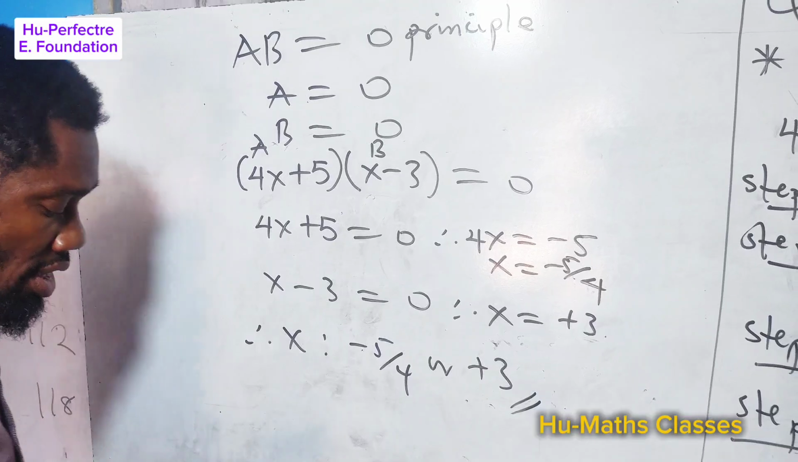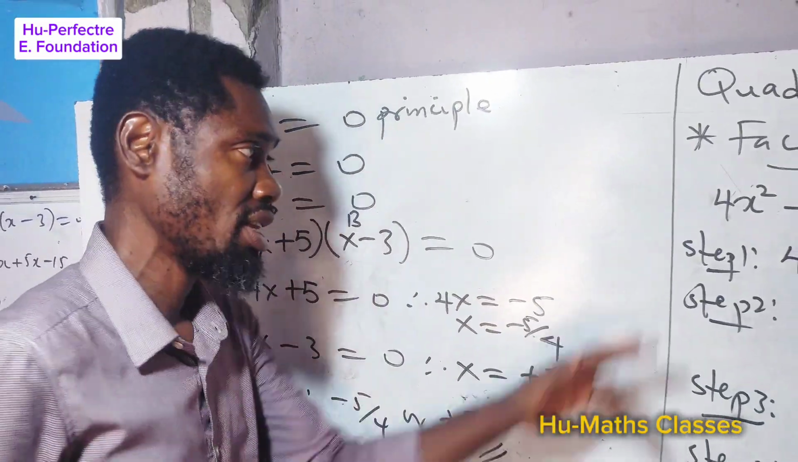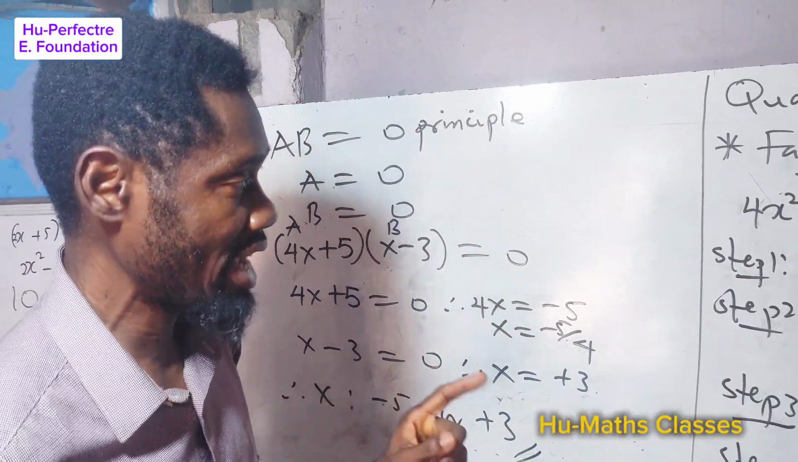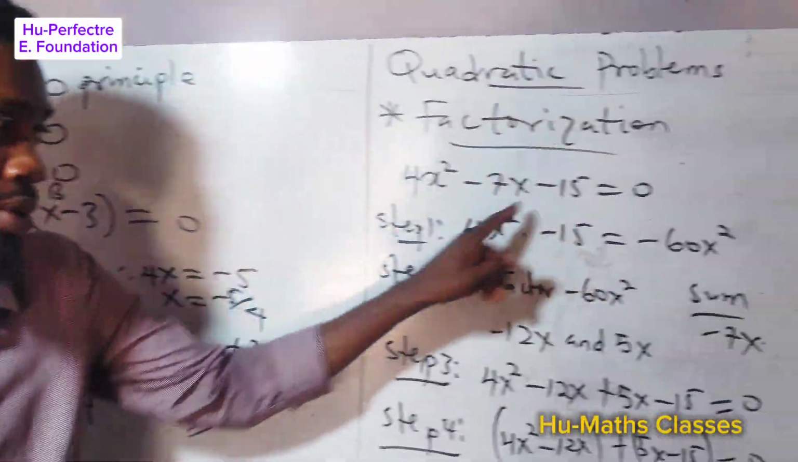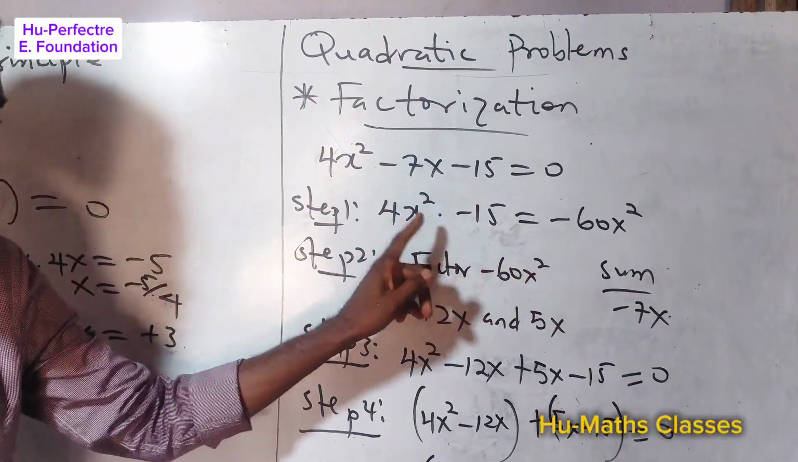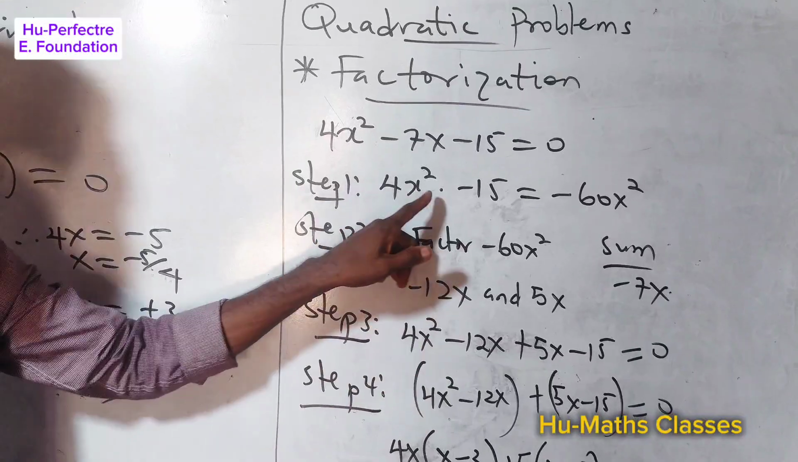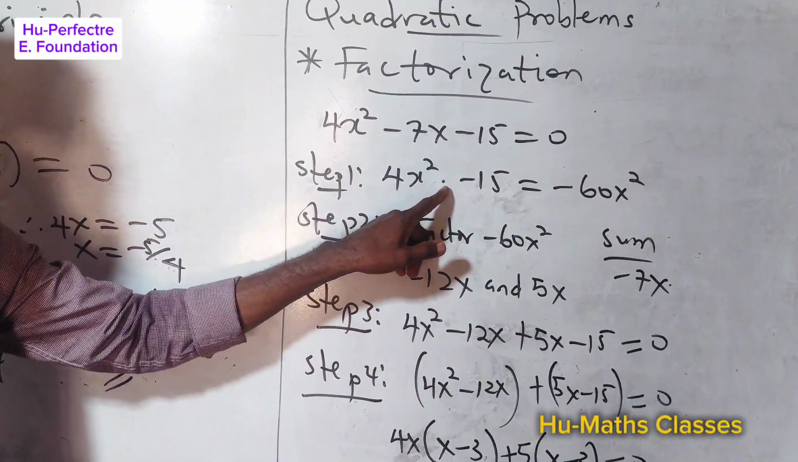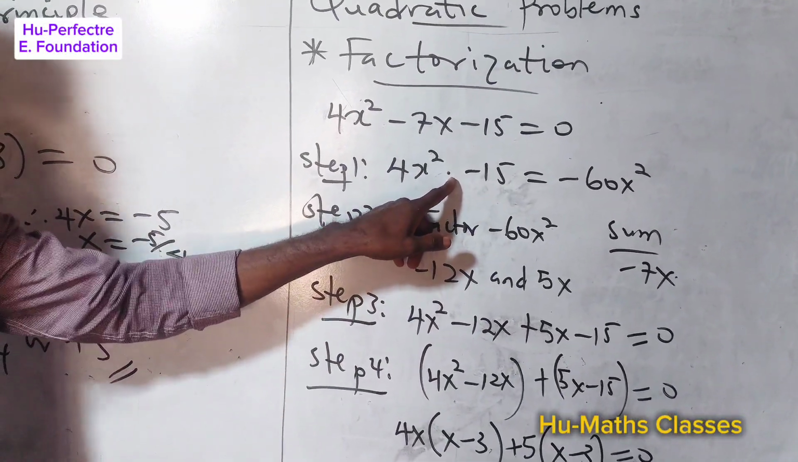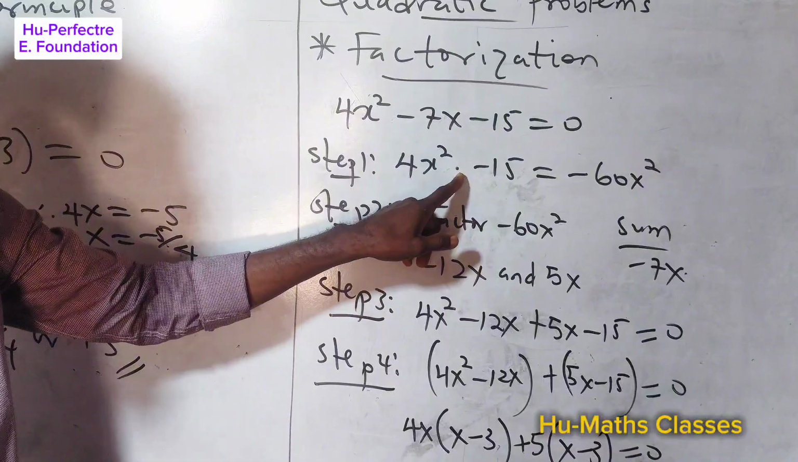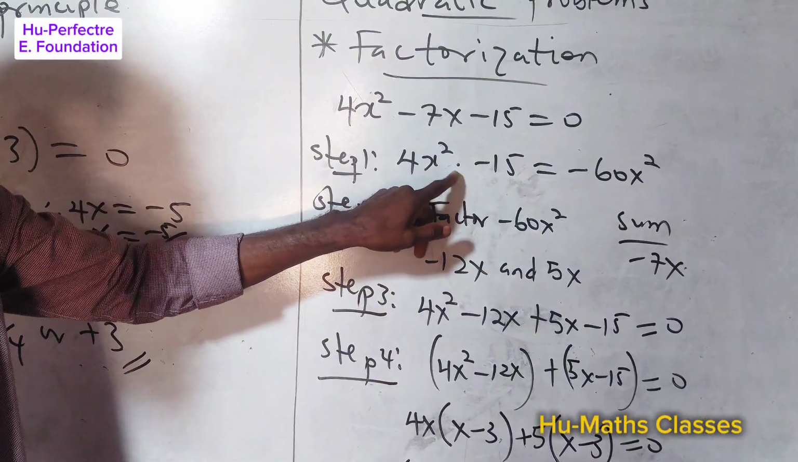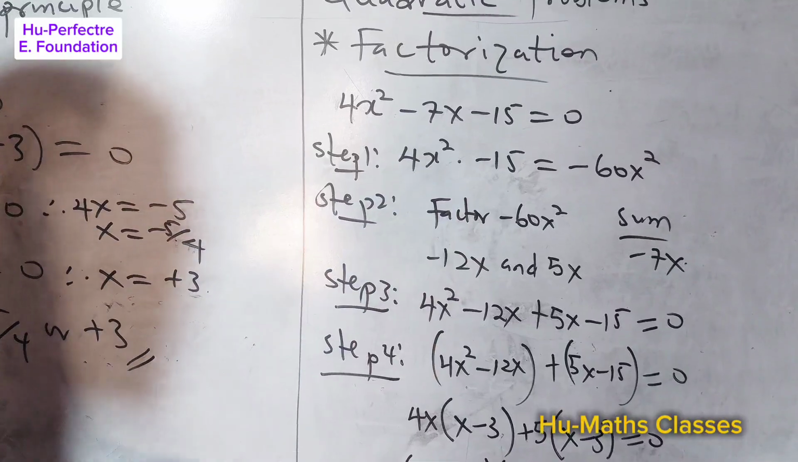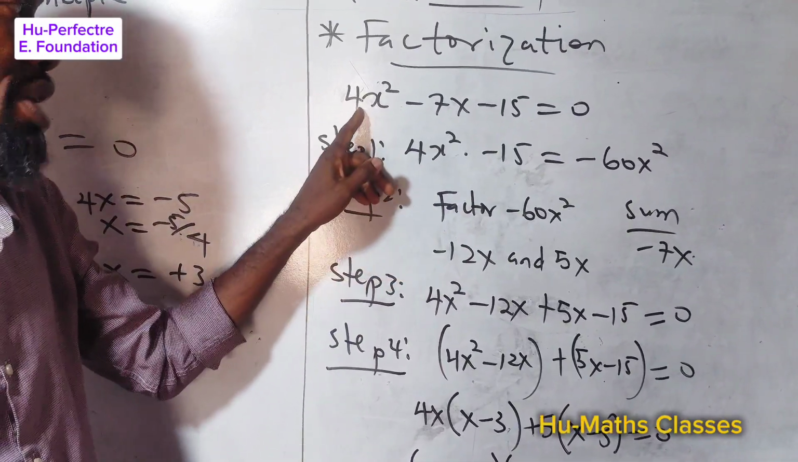This is solving a quadratic problem using the factorization method. Remember I said the first step, multiply the first variable and the last variable. We got minus 60x squared. When that is done, I've decided to use dot as my multiplication sign or operation. Dot is my times in this operation, so don't get confused. This is not a decimal point. It's just a dot that denotes multiplication.